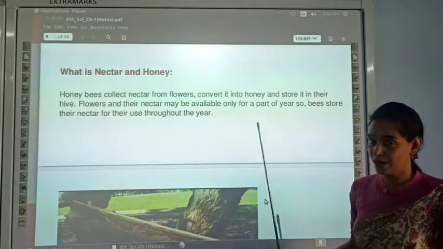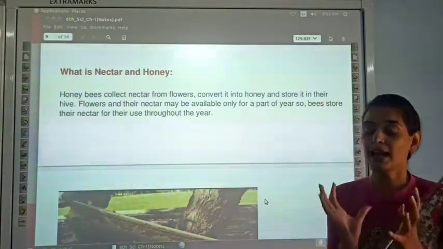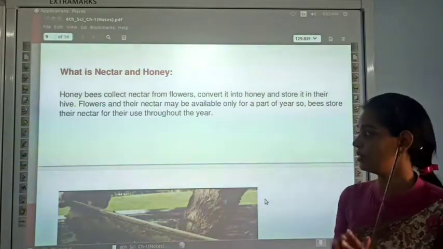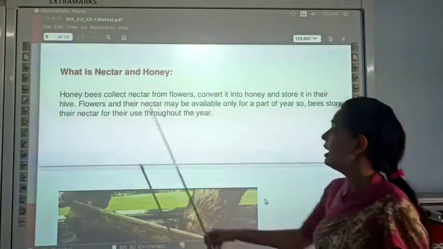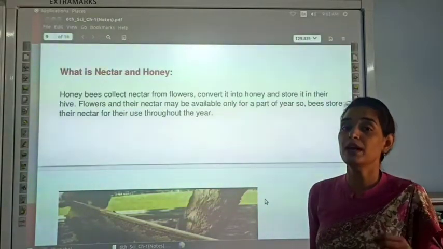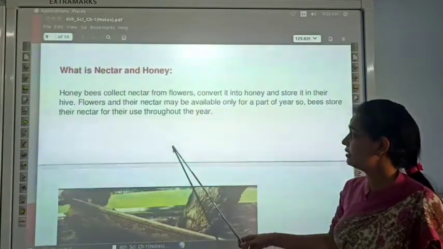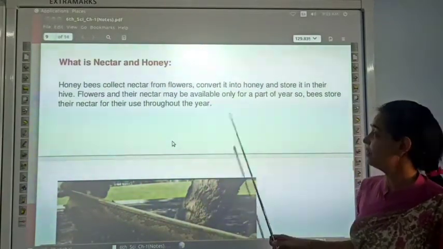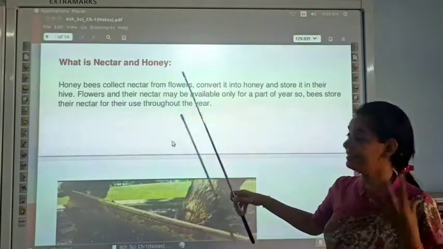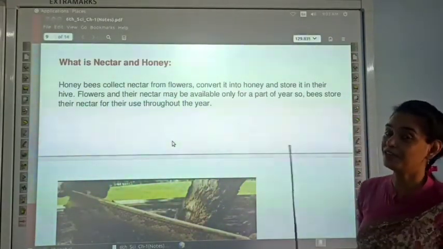convert it into honey and store in their beehives. Beehive, जो मधुमक्खी के छत्ते होते हैं, that is the home of the bees. And beehive को honeycomb भी कहा जाता है, C-O-M-B, honeycomb. ठीक है? And flowers and their nectar may be available only a part of the year.